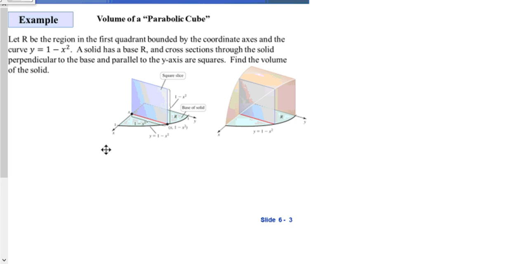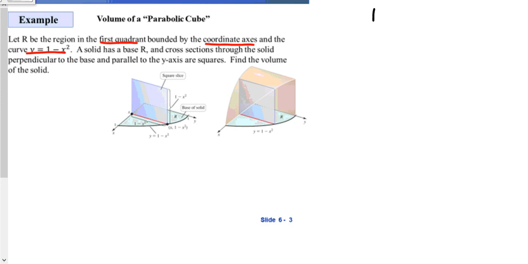Okay, we want to find a volume of a parabolic cube. That means that we're looking at a region in the xy plane that's a part of a parabola. Okay, so let R be the region in the first quadrant, bound by the coordinate axes, x and the y-axis, and the curve y equal to 1 minus x squared.